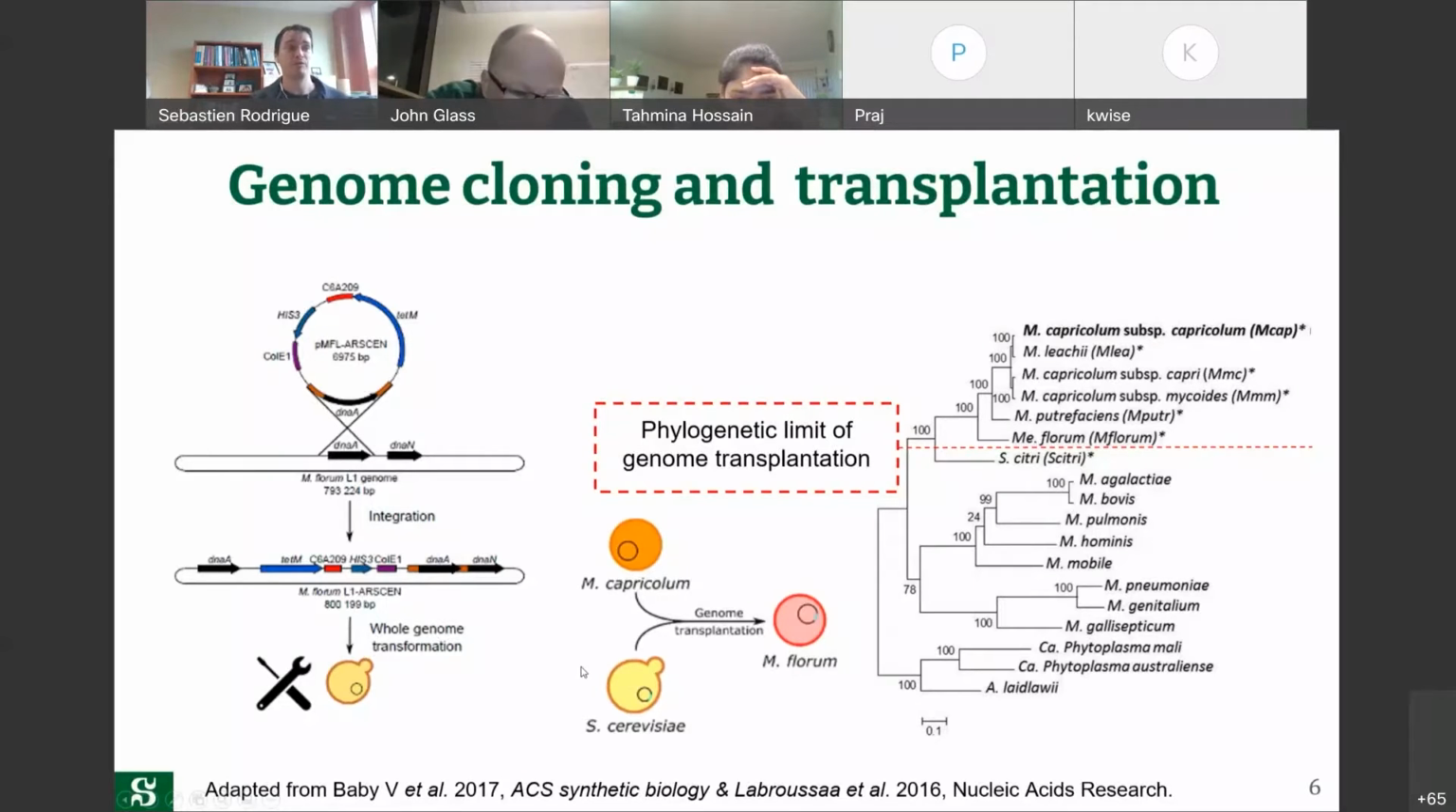And later, with the help of our wonderful collaborators in Bordeaux, Carole Lartigue and her group, we were able to do genome transplantation, transplanting the Mesoplasma florum genome from yeast into Mycoplasma capricolum to generate transplants. And that was the limit, and I think it's still the phylogenetic limit of genome transplantation, where Mesoplasma florum is right here and capricolum is right here. So I don't think that transplantation beyond that point worked, although I might learn some new things today.